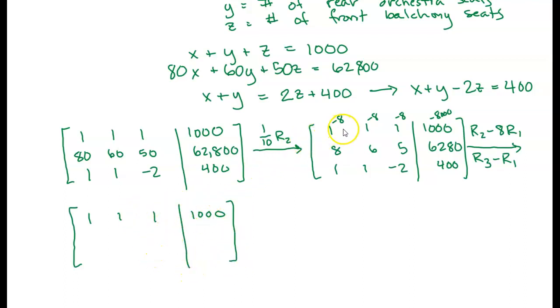All right, so I'm adding -8 times row 1 to row 2. So 8 plus a -8 gives me 0. 6 plus a -8 gives me -2. 5 plus a -8 gives me -3. And then 6,280 plus a -8,000 gives me, let's see, what did I get? I got -1720.